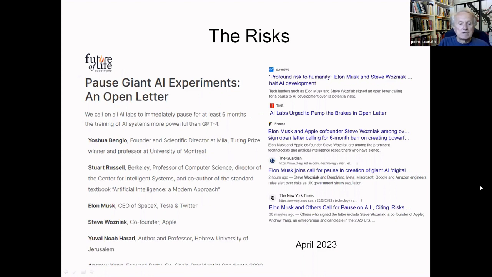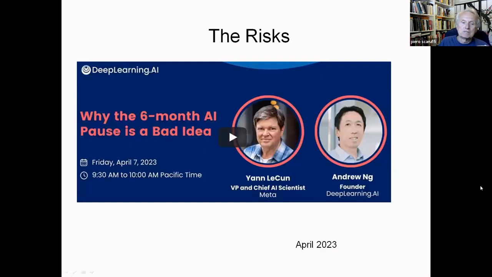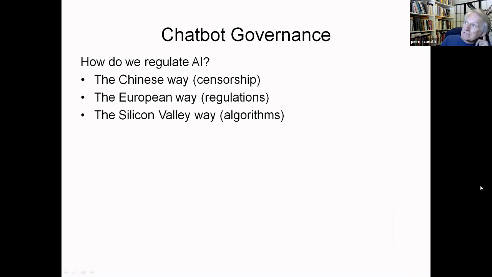So a few days ago, I don't remember how many, 1,000 to 2,000 people signed this open letter asking for a pause in the development of these generative AI models. And some other people disagree. These are two of the historical figures in deep learning who disagree. But it's a good question how we regulate AI.